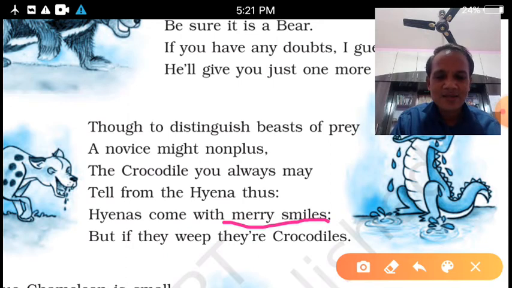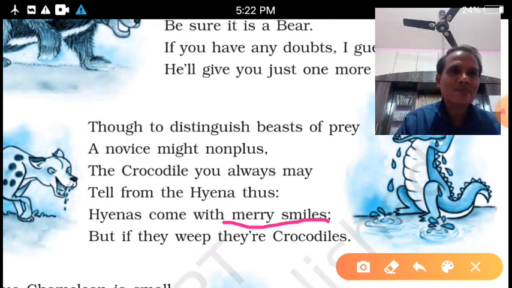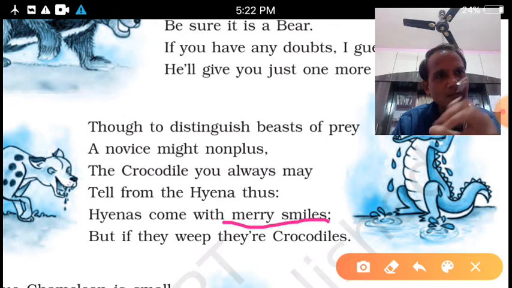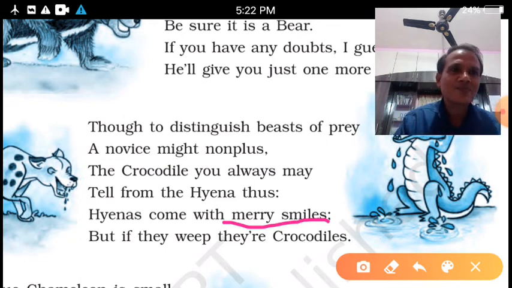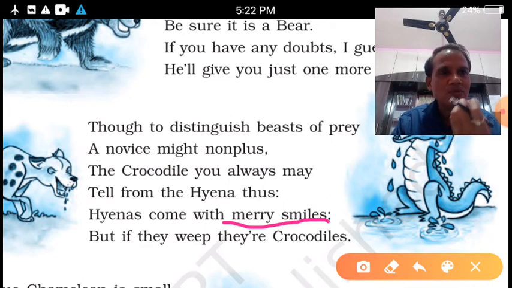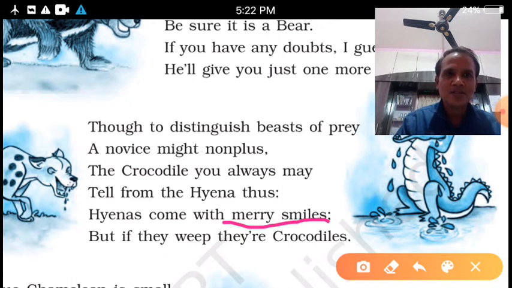And if the animals are coming weeping, then surely they are crocodiles. Whenever crocodile attacks on its prey, and after killing the other animals, at the time of eating, a lot of tears come out from the eyes of a crocodile, we call it. So it is quite easy. In easy language, the poet has described the difference between the hyena and the crocodile.